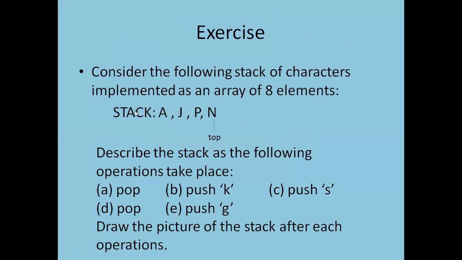Consider the following stack of characters implemented as an array of 8 elements. So I have A, G, P, N, C. Remember, now my topmost item is N. So I already have 4 items in my 8-element stack, which means 4 empty spaces are still there. You will start from 0, 1, 2, 3. Your topmost is now at 3. Now you will pop out. First you will pop, and then push K, push S, pop again, and push G. So you're supposed to show me what your final stack should be after performing all these operations.